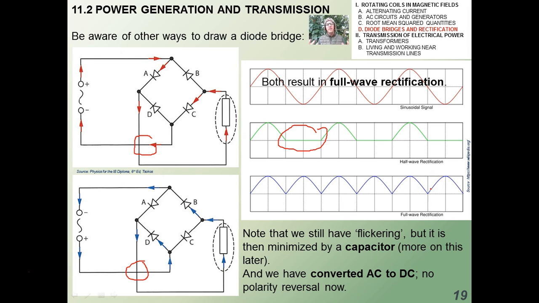The whole point of this is converting. We have now physically converted AC to DC. There's no polarity reversal. It is now all direct current. So we don't have back and forth. We don't have flickering. We don't have all these things going on where things are positive, negative, and so forth. So it just makes it a lot easier. And now we can then apply Ohm's law to the circuit.